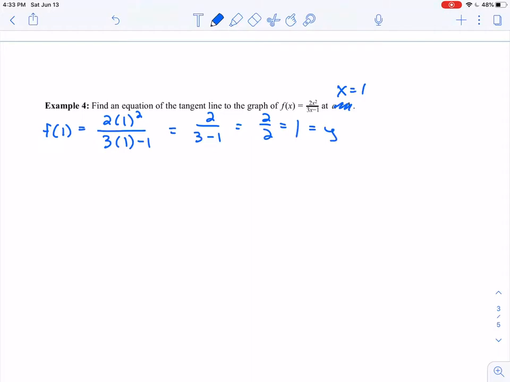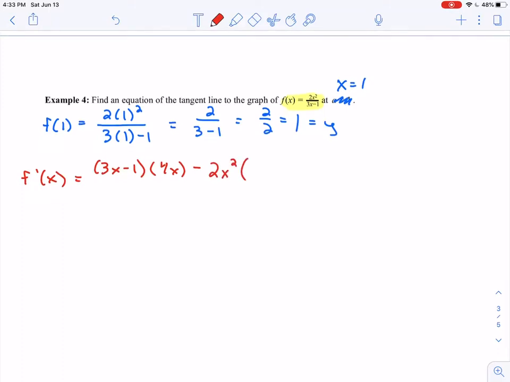So I have my point. I need my slope now, and then I need the slope of the tangent line, which means I need the derivative. So I need to find the derivative of this function, which means I need the quotient rule. So f prime of x, derivative says low, so that's going to be 3x minus 1. D high, derivative of 2x squared, that will be 4x, minus high, that's 2x squared. D low, derivative of my denominator, that's just 3 here. Square the bottom, 3x minus 1 quantity squared, and away we go.